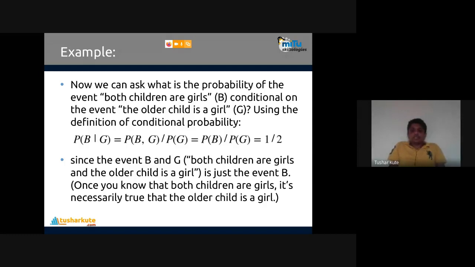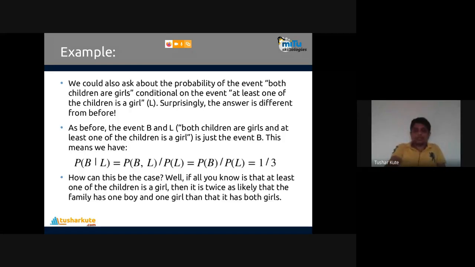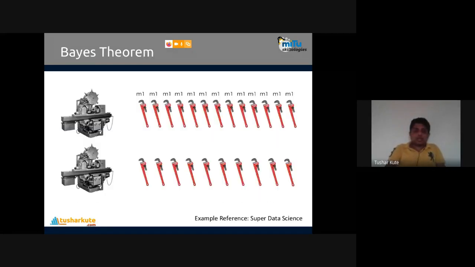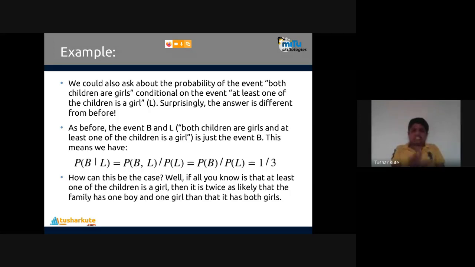Since the event B and G, both children are girls and the older child is a girl, is just event B, once you know both children are girls, it is necessarily true that the older child is a girl. These are the conditions. So based on conditions, these formulas are used for conditional probability. Last point, and then we'll go for some easy examples, because understanding is important, not the formulas actually.